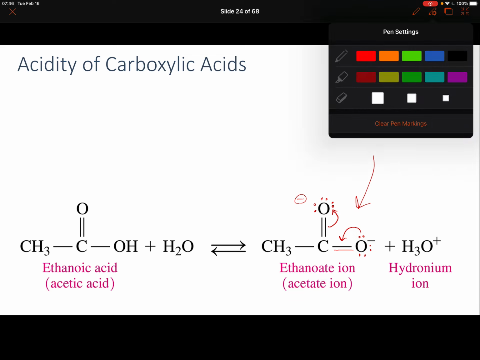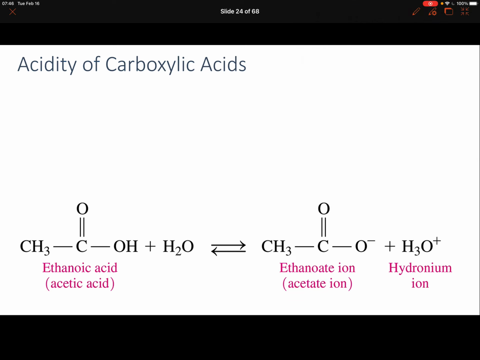So when we lose an H, our carboxylic acid becomes a carboxylate ion. Carboxylate is just the category or the technical term. Ion is always included because there is a charge. But for example, acetic acid becomes acetate. Methanoic acid would become methanoate ion. So "oate ion" is what we're adding. What's another one? Butanoic acid would become butanoate.